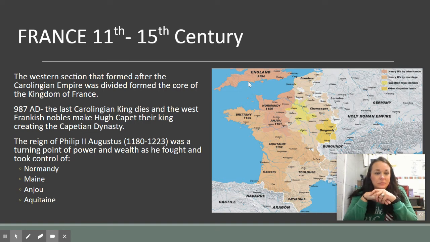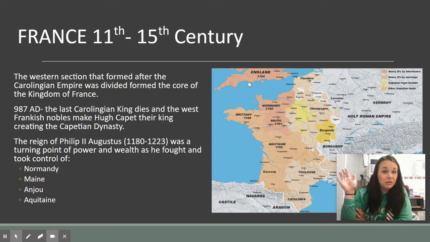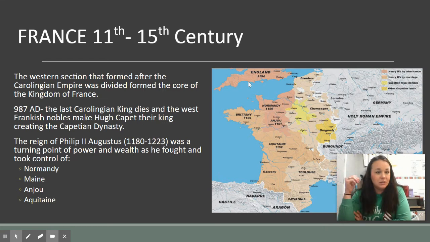So, 987 AD, the last Carolingian king is going to die in the West Frankish Empire. So the Carolingian kings, of course, are the heirs from Charlemagne. Well, the Frankish nobles in the West are actually going to elect a man named Hugh Capet to be their king. And this Capetian dynasty is going to last for a good while in France until you have the Bourbon dynasty.